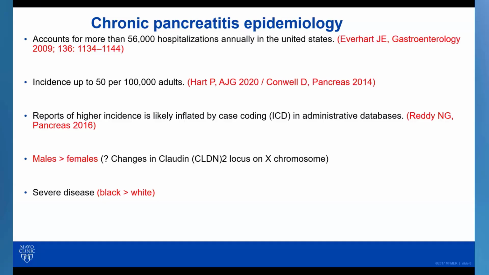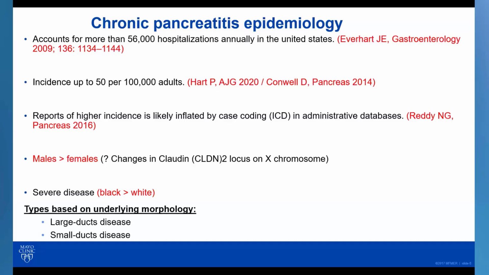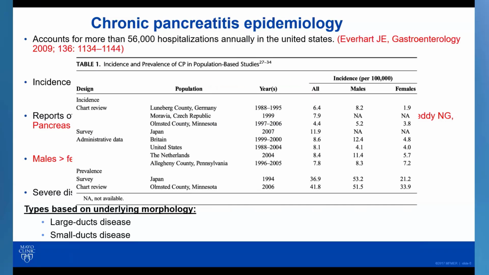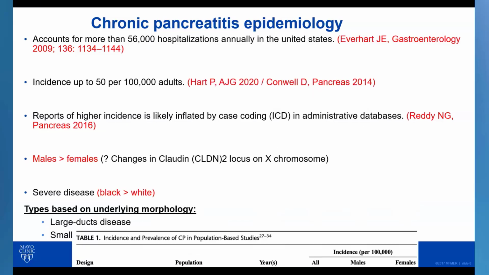Severe disease is more common in black versus white patients, and that is likely related to exposures to certain toxins or toxin-mediated disorders, as in, again, alcohol and/or smoking exposure. It is subdivided into a large duct disease versus a small duct disease. Here's an analysis that highlights the incidence of chronic pancreatitis. I typically cite the one at the bottom, which is a chart review based study that came out of Mayo in 2006, and that gave us an incidence of about 41.8 per 100,000 per year. And as I said, it's more commonly seen in men.